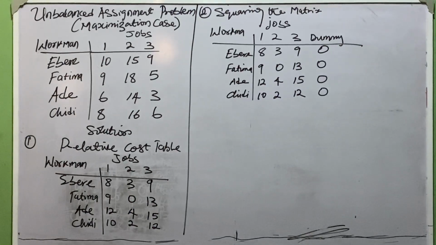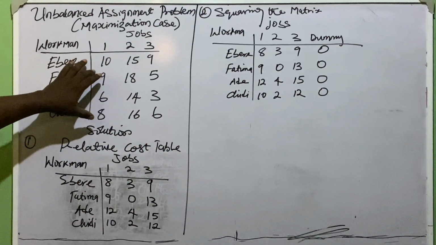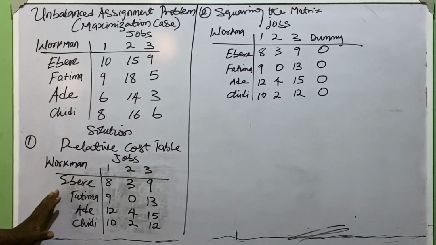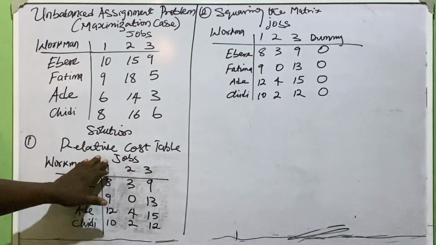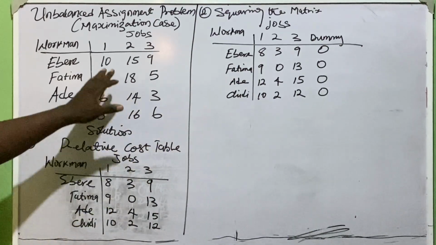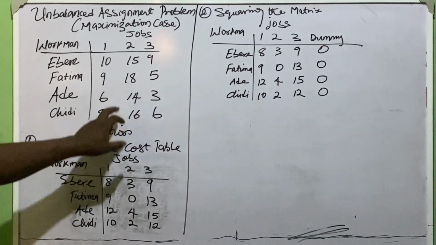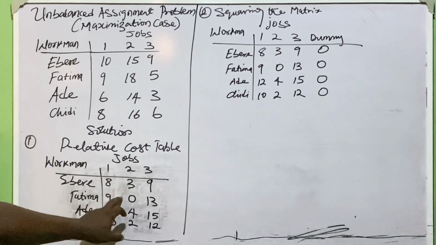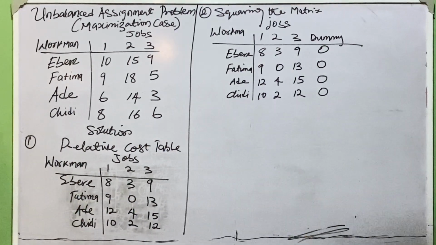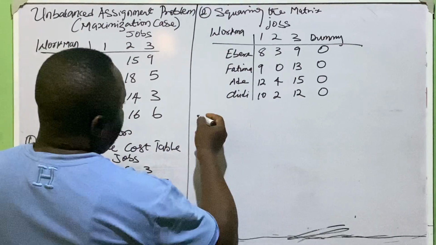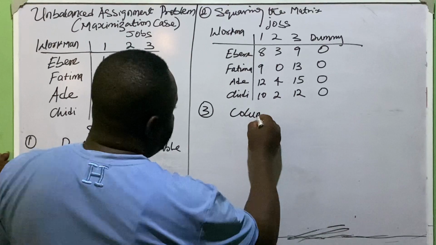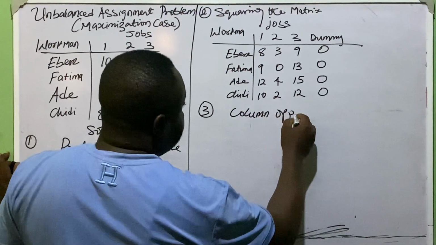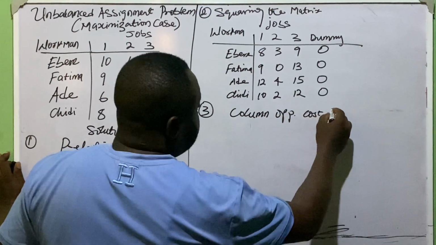Alright, this is now a 4 by 4 matrix. We have converted the profit payoff to relative cost, and with relative cost we have moved to squaring the matrix. We won't be needing this table for now, because when we're computing our final profit, we'll come back to this table, not this one. So we're done with this. We can clean this off at this point. The next will be the column opportunity cost table.